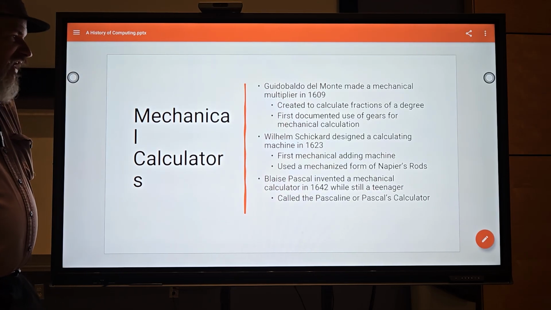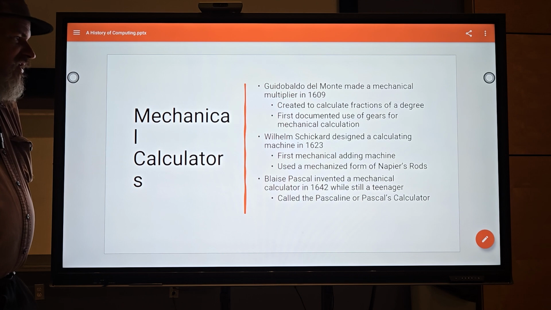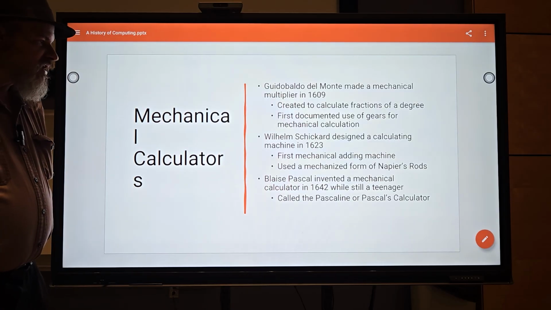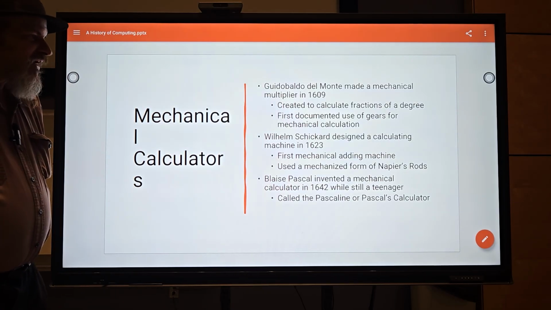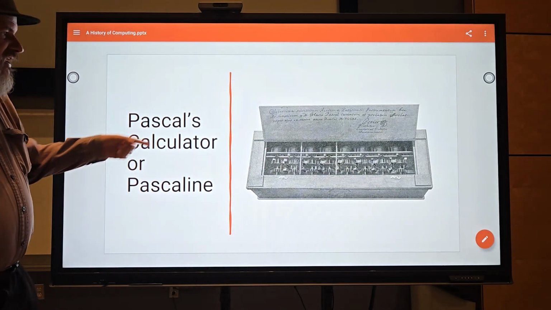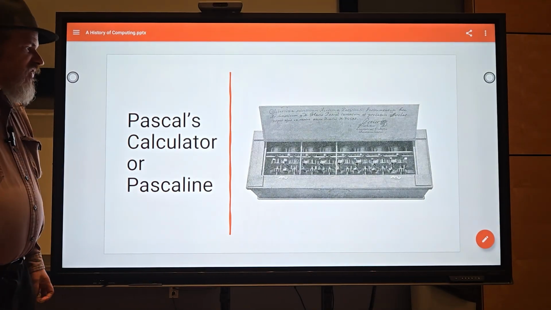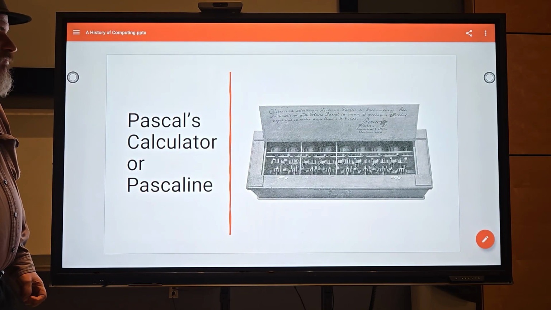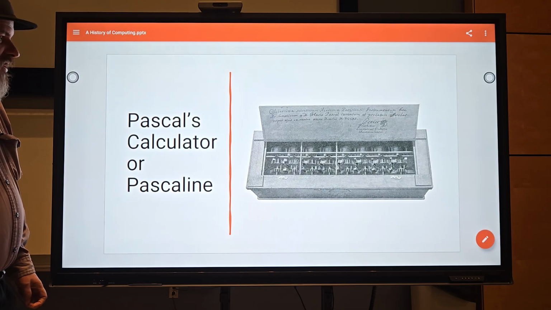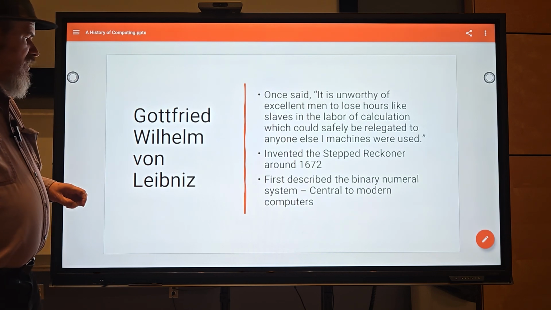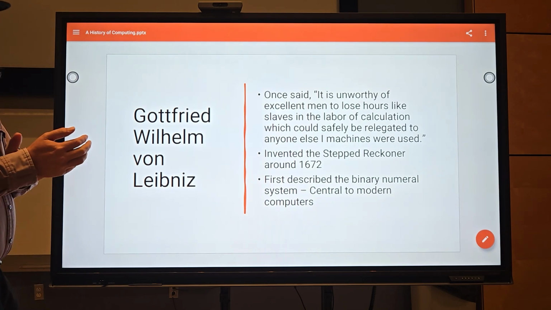Now, Pascal invented a mechanical calculator in 1642 while he was still a teenager, called a Pascaline, or Pascal's calculator. And I've got a little picture of that. It's gears and that sort of thing as well. But they didn't really get to be commercially viable until later.